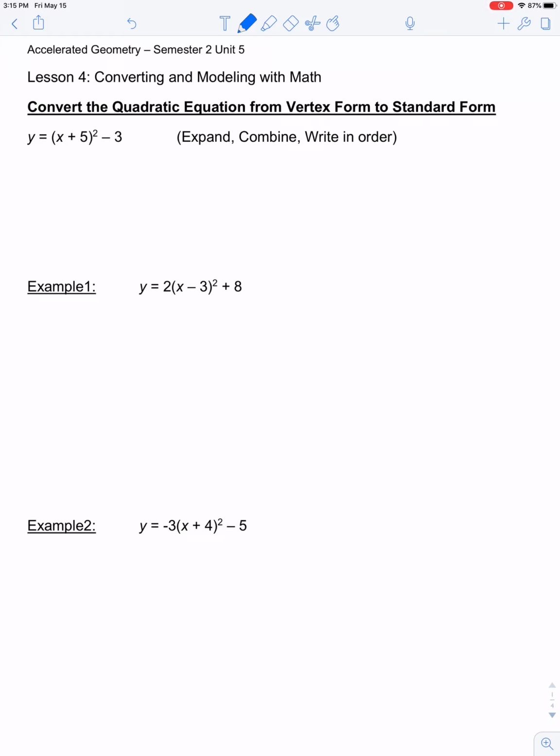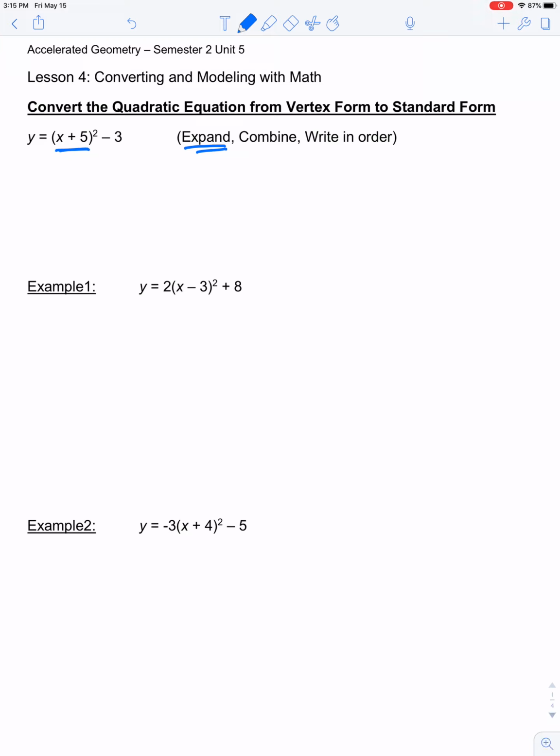So notice y equals quantity x plus 5 squared minus 3 is in vertex form. We are going to expand, then combine, then write it in order. So first, let's expand the x plus 5 quantity squared.